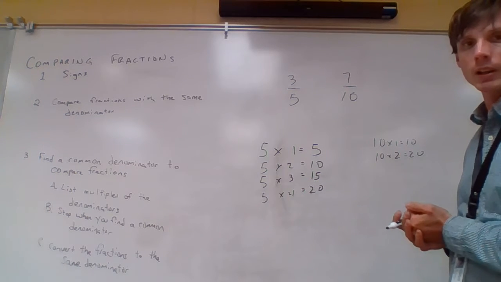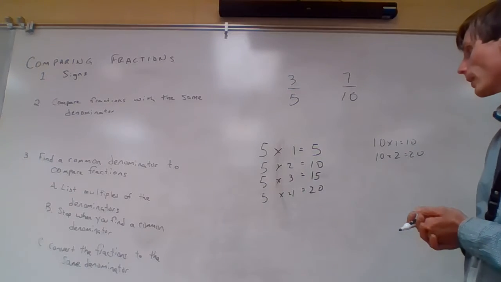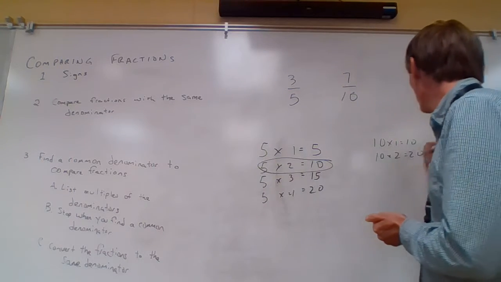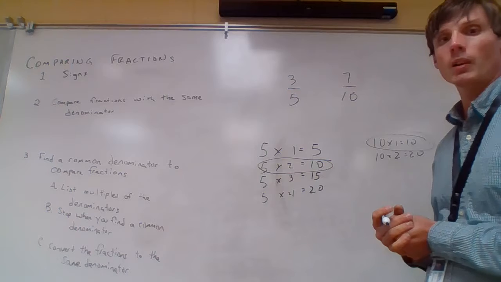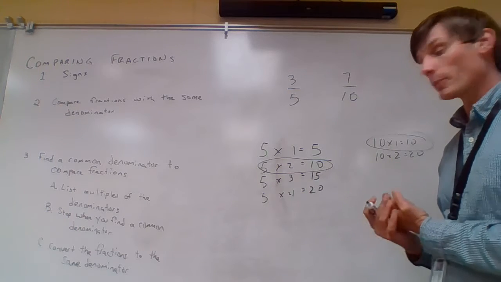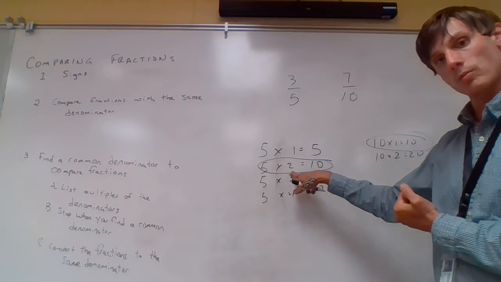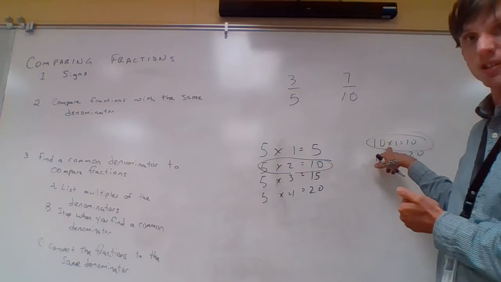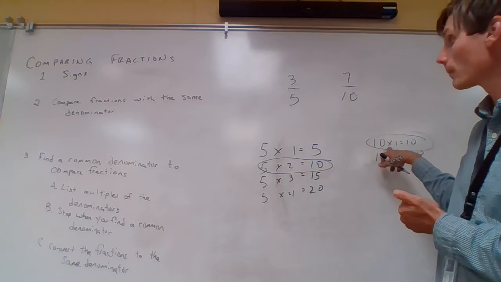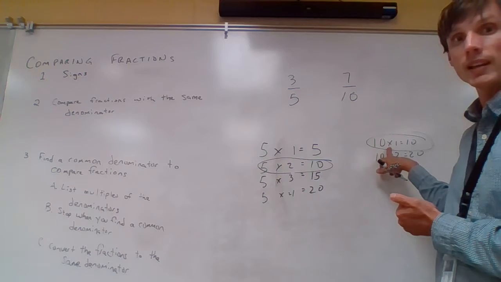Of course, I can keep going, but we see that common multiple right there. Right? 10 is that common multiple. Okay. So now that we know what the common multiple is, we know how to get there for this one. We multiply by 2. This one, obviously, we're just multiplying by 1. It's staying the same.